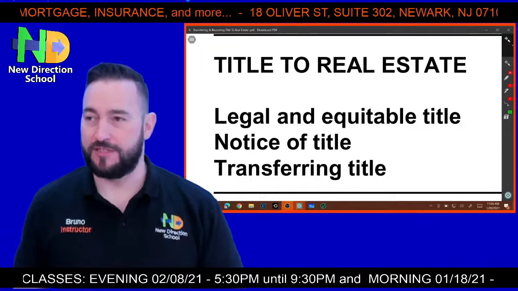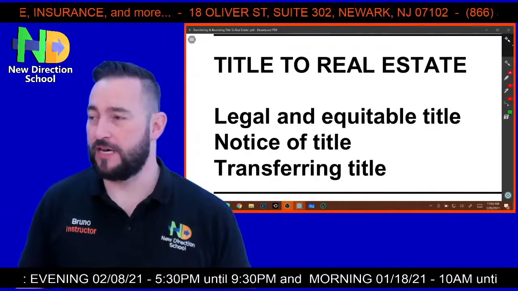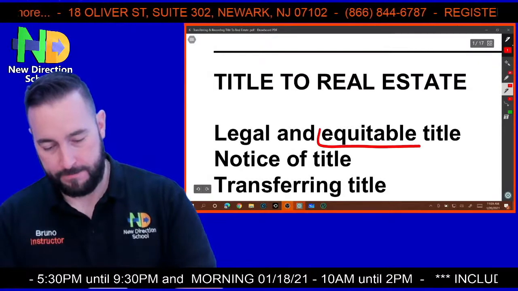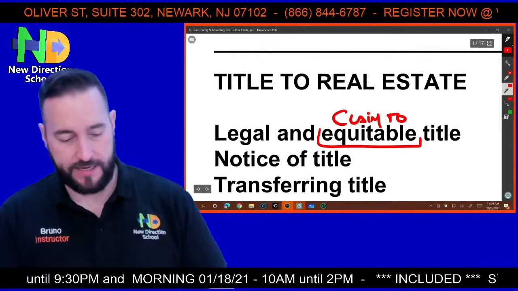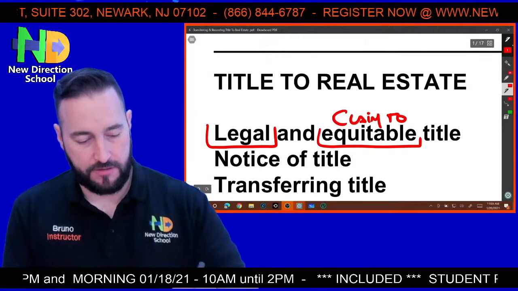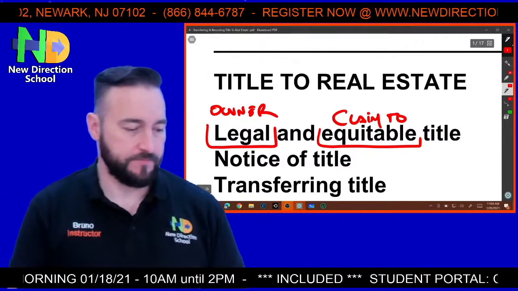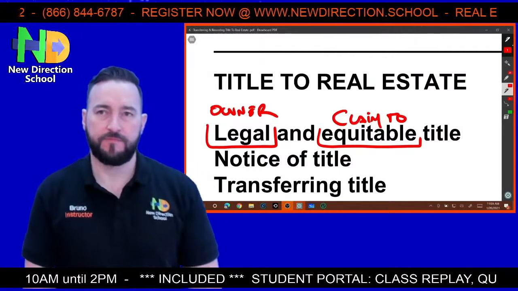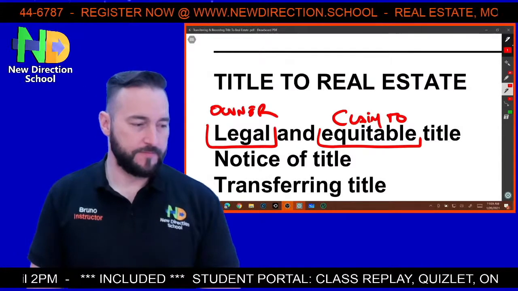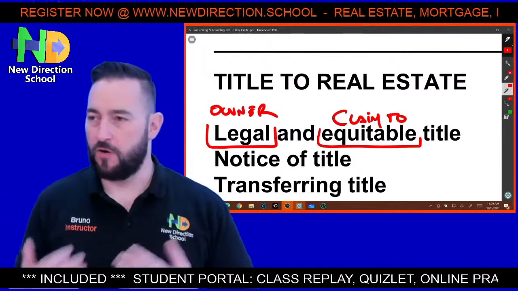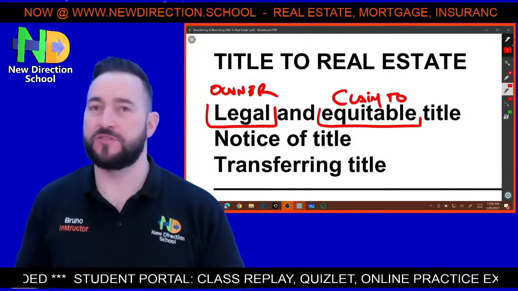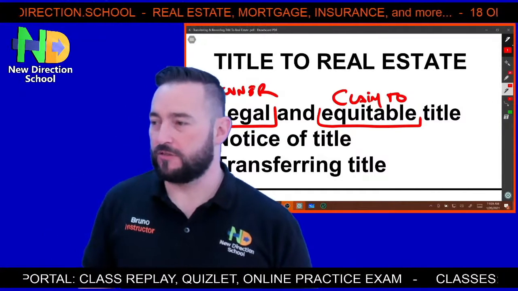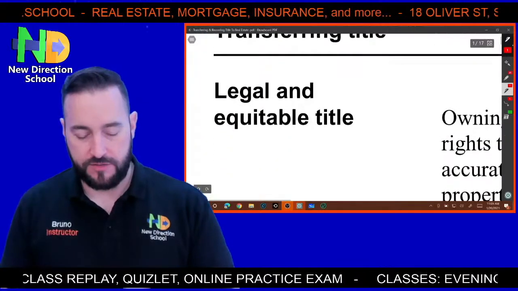All right, so legal and equitable title. What's the difference between these? Very simple. Is my name on the title, or do I have a claim to title? That's the difference. So if you have equitable title, you have a claim to title. If you have legal title, you are the legal owner, or your name is on it. We're going to go over this obviously in detail. I just want you guys to remember, legal title means my name is on the deed. I'm the legal owner of the property. If it's equitable title, I have an interest or a claim to the title, or claim to the property. Okay? So legal and equitable title.